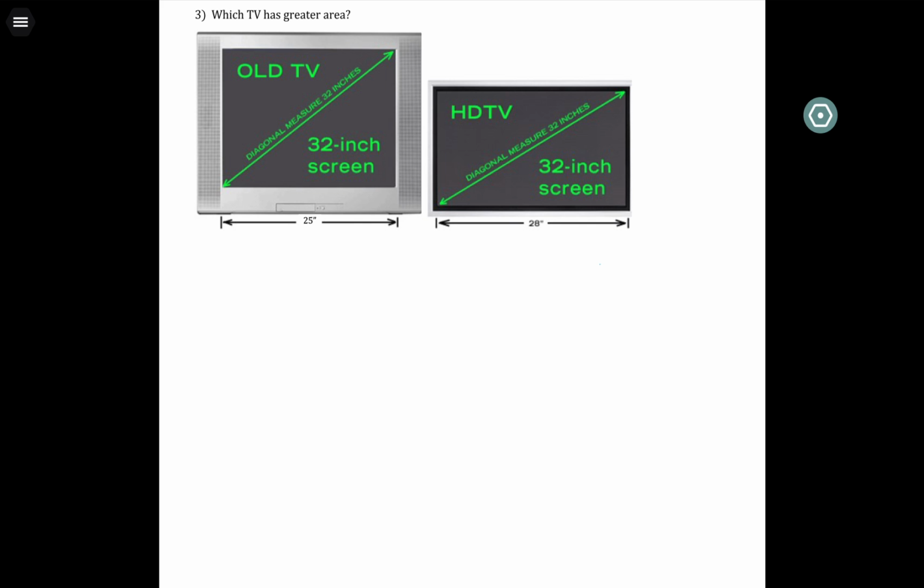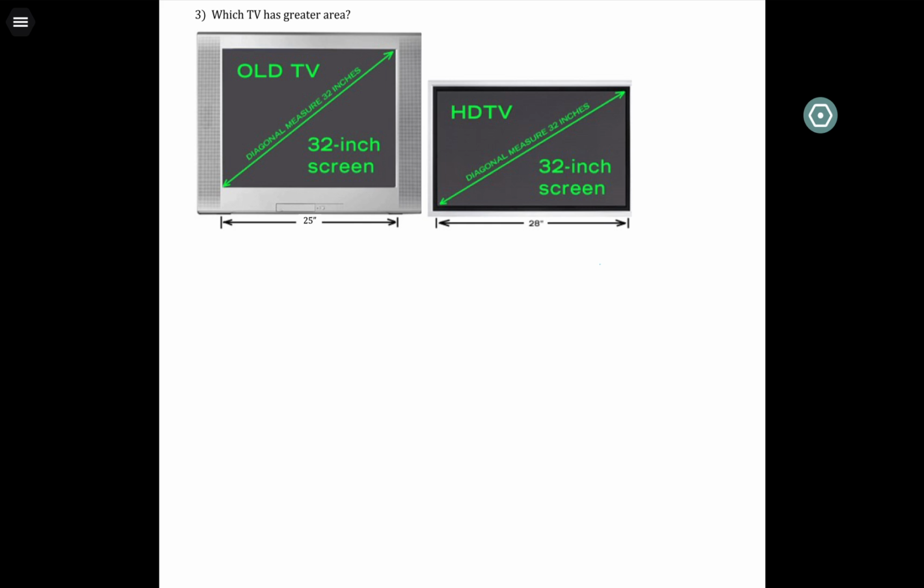We're looking at two 32-inch TVs. Maybe kind of an old problem. 32 inches getting to be sort of a small one. I don't know, maybe I'm spoiled. But a 32-inch TV has a 32-inch diagonal, so it can have different dimensions.